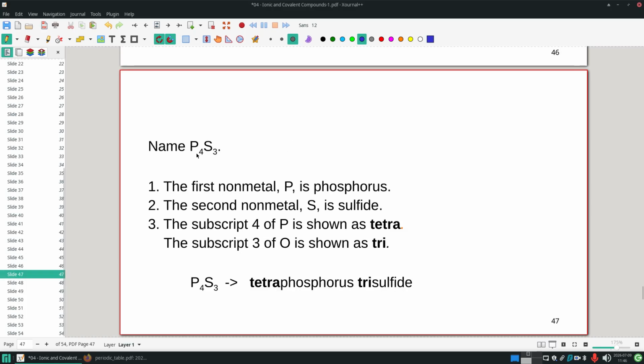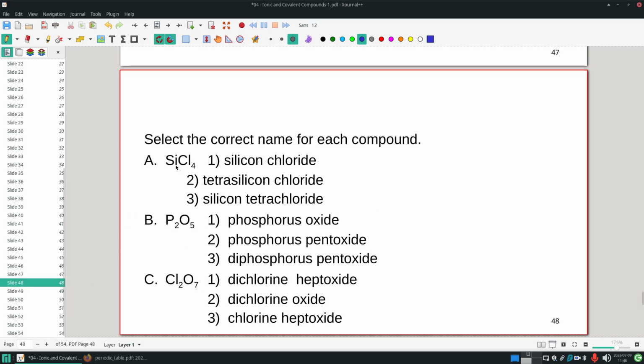P4S3. P is probably the weirdest, because the prefix is actually tetra. It's not like quad or one of the ones that might be a little bit more common. It's tetra. So tetraphosphorus trisulfide. Now something I didn't mention, but I want to point out here, was whatever is listed last, notice how I changed that suffix to ide. It's not saying sulfur, it says sulfide. So very common we rechange that. So 1 silicon, 4 chlorines. Silicon tetrachloride. Cl2O7, dichlorine, heptaoxide.